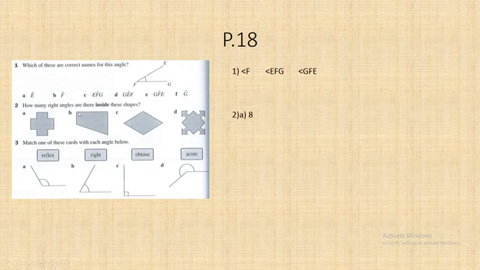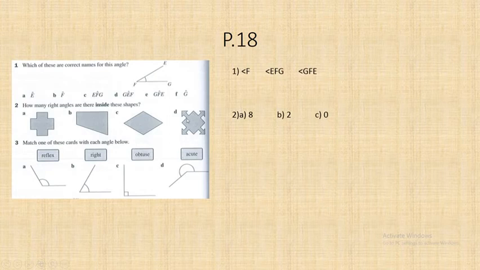Okay, so for B here, I have only 2 right angles. They are obvious here, 1, 2. So these 2 are right angles inside this shape. So the answer is 2. Question C here, I cannot find any right angle. There are no perpendicular lines, so it's zero right angles inside the shape.